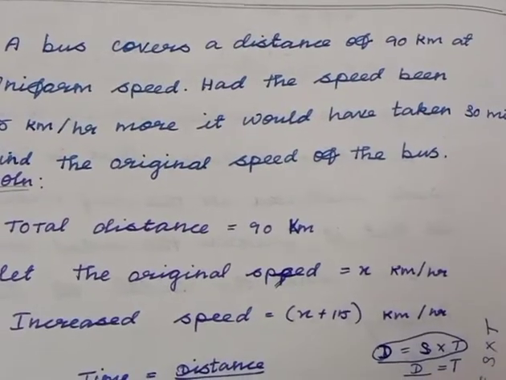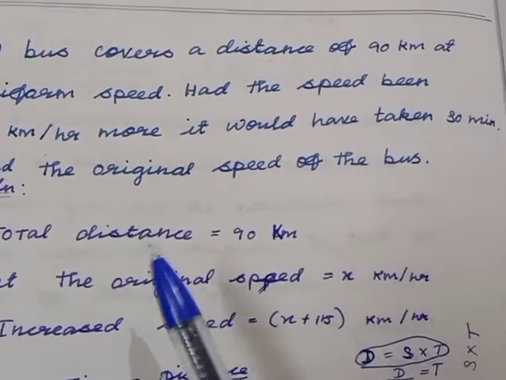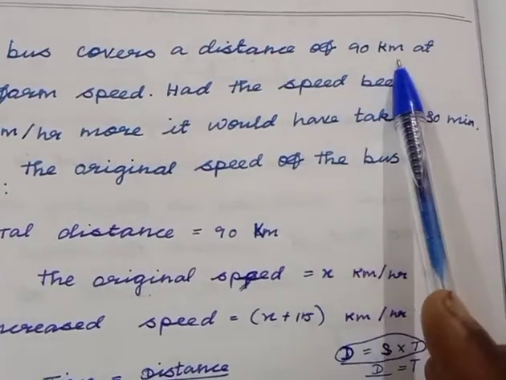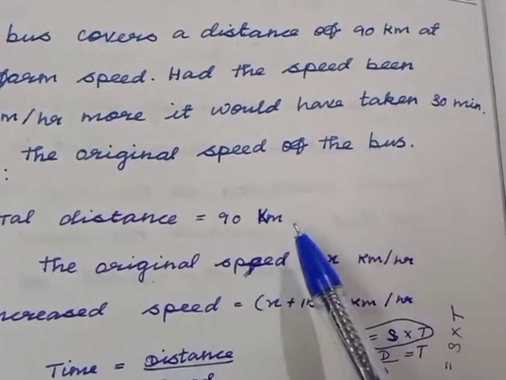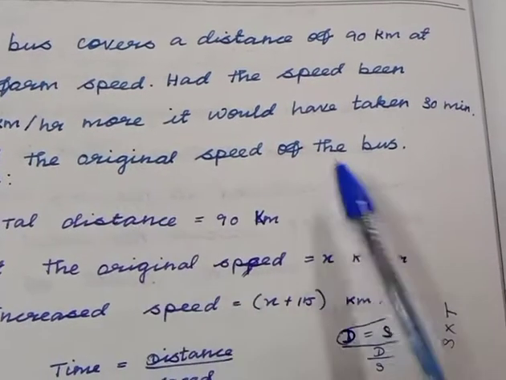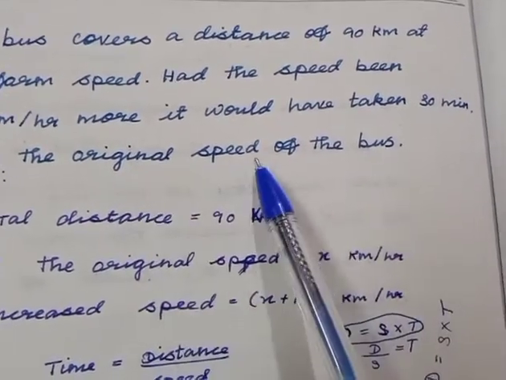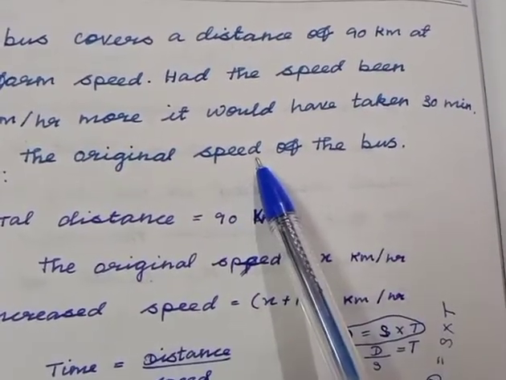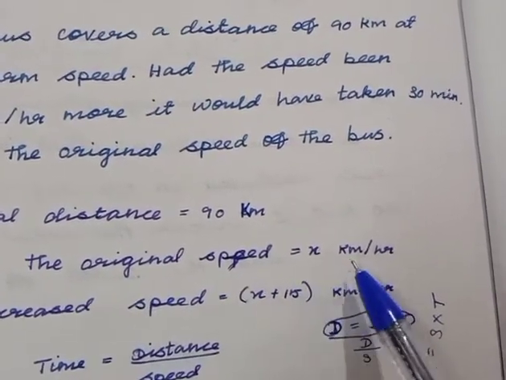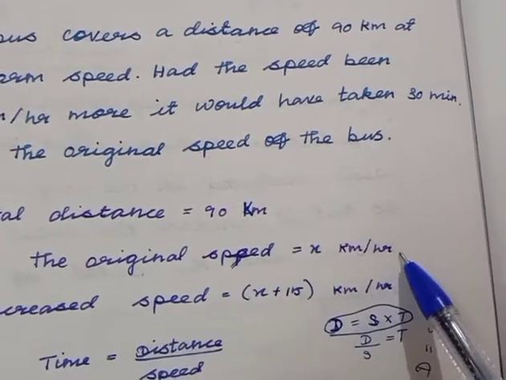Listen students, for this problem, what is given? First you have to write the total distance. What is given in the question? 90 km. Total distance is equal to 90 km. We want to find the original speed. Original speed is unknown, so we have to take some variable. Let the original speed be x kilometer per hour.